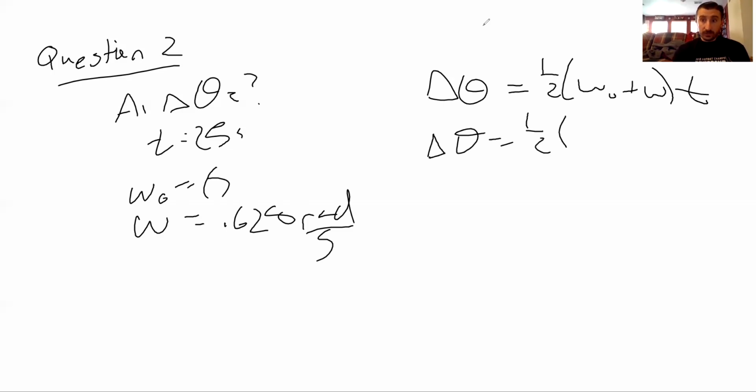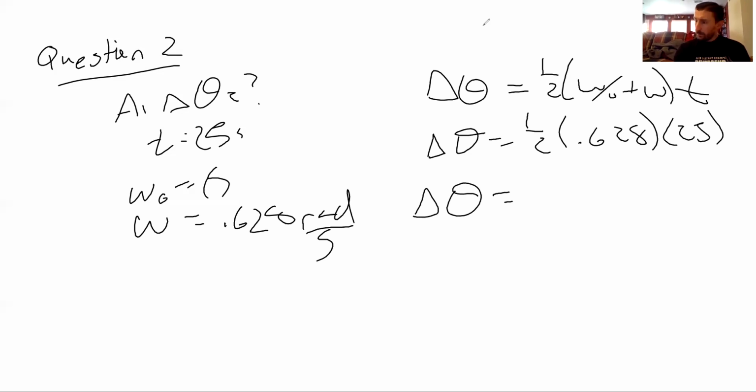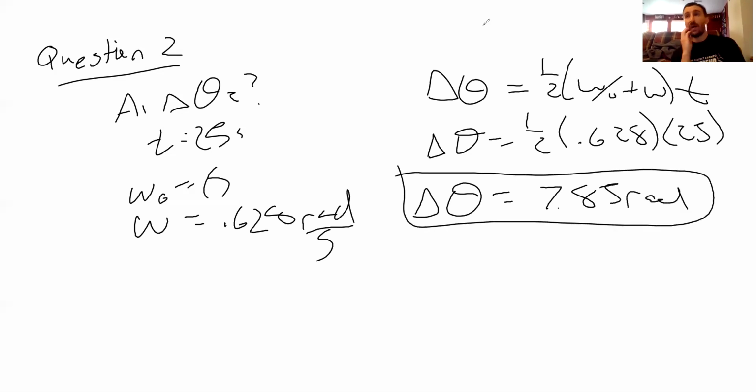1/2, initial 0 goes away. 0.628, time is 25. With a calculator, you should get 7.85. So in that 25 seconds, the globe spins around 7.85 radians. That one's super easy. All right.